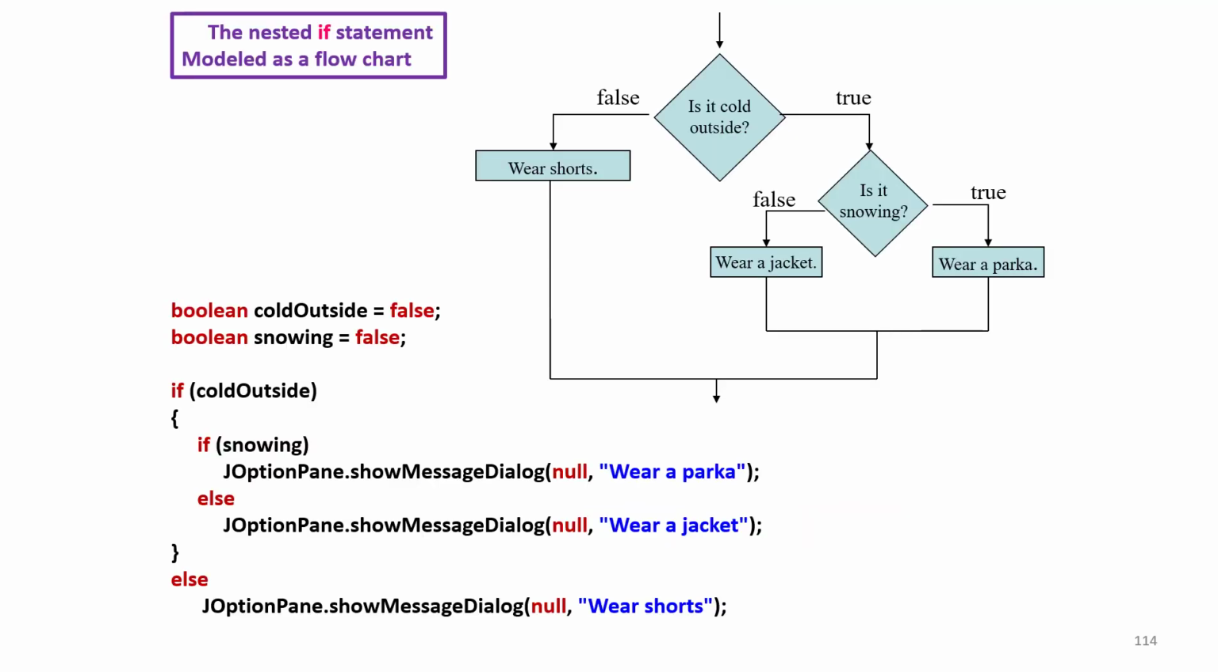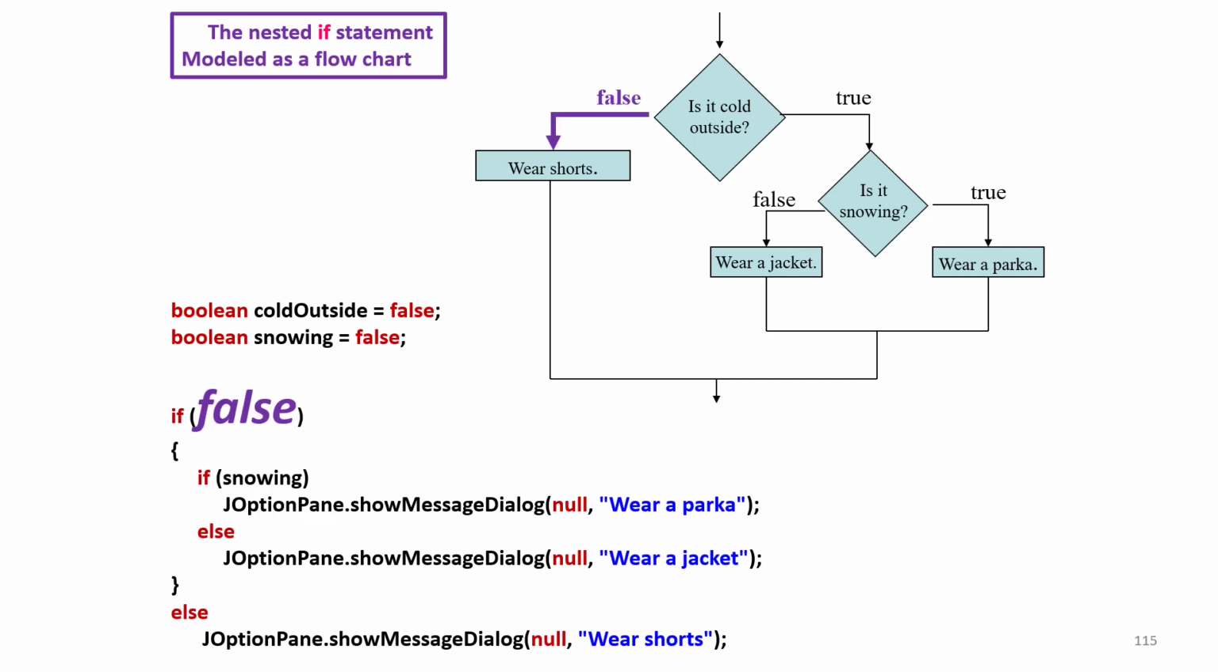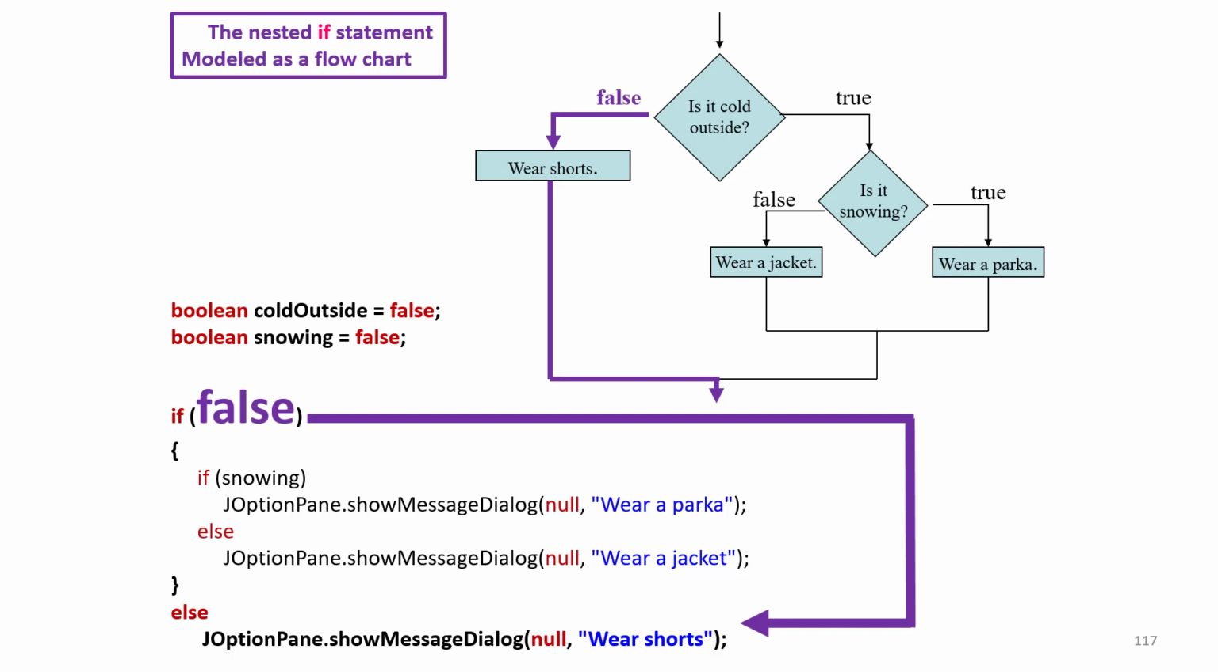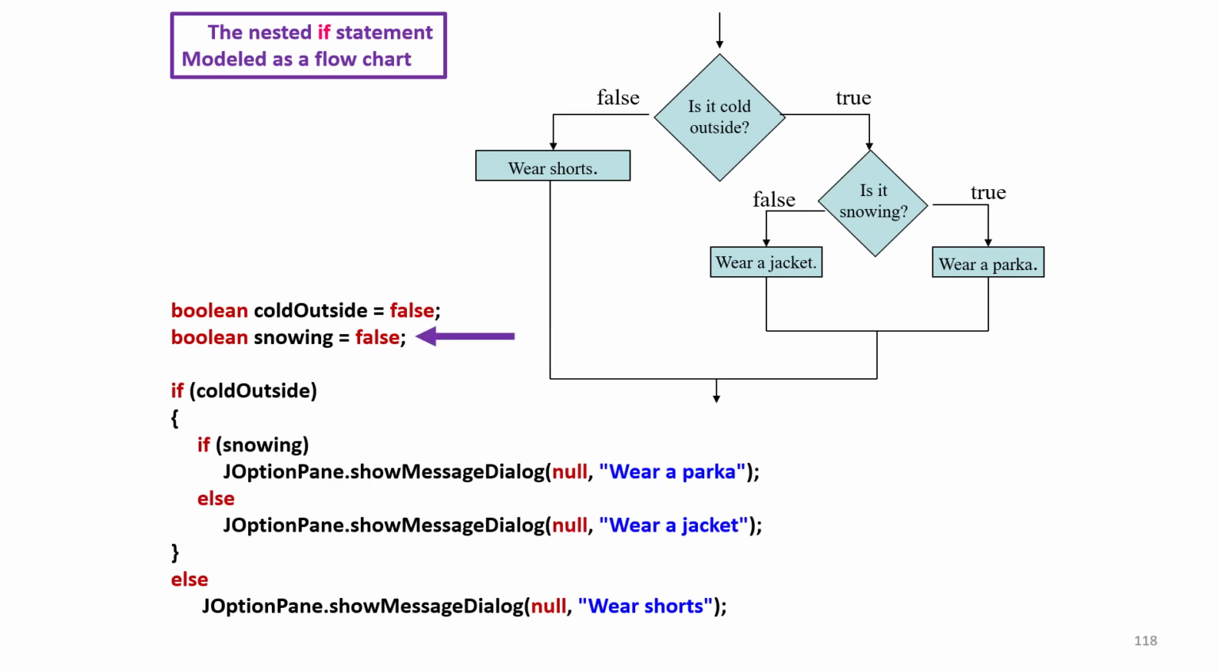Here's the code. Note that the Booleans cold outside and snowing are set to false. And since cold outside is false, this exterior statement does not execute. So there's no way the nested if can be tested. And the execution path goes directly to the else, and the output is wear shorts. Now, suppose I change the value of the Boolean snowing from false to true. What happens then?